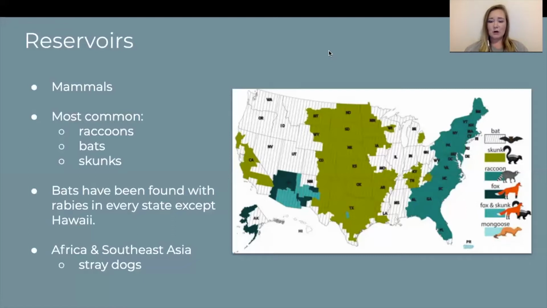Vaccinations for dogs are most likely not used in these other countries, and that is why stray dogs are the most common reservoir in those places.